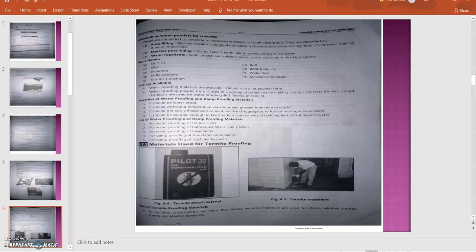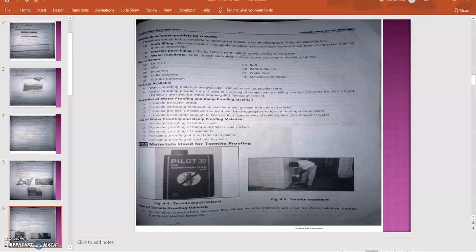Then uses of waterproofing and damp proofing material are similar to waterproofing. First, watertight or waterproof for terrace slabs and foundations also. Then for waterproofing of bathrooms, WCs, and kitchens, and of basements, for damp proofing of foundations and plinths, then for damp proofing in load bearing walls. So these are the uses of waterproofing or damp proofing material.